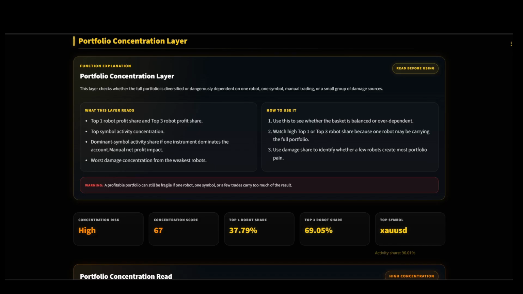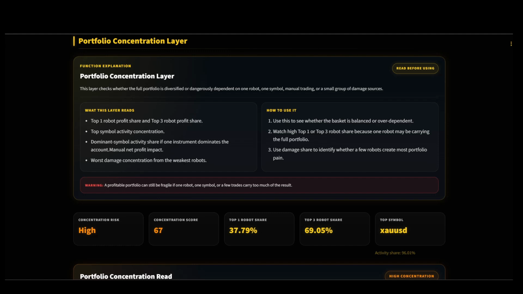We can see a high concentration risk classification, a very large top 1 robot share, an even heavier top 3 robot dependency, and an overwhelming dominant symbol concentration around XAUUSD activity. So even though the portfolio may still generate profit, the workflow recognizes that the account structure itself is becoming too centralized. And this is extremely important from a real capital allocation perspective, because concentration risk can become dangerous very quickly once market conditions shift, one strategy weakens, or one dominant symbol enters a different volatility regime.